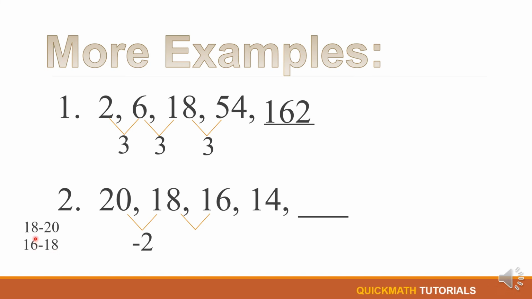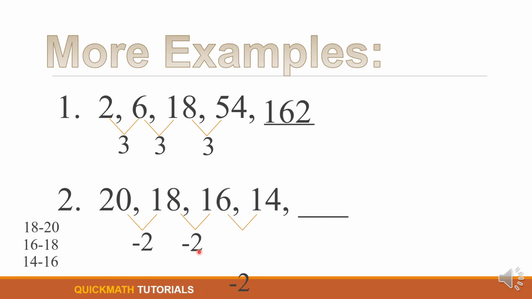Next, 16 minus 18. So same case with the first. So the answer is negative 2. And 14 minus 16 is negative 2. So therefore, the pattern is just by subtracting 2. So 20 minus 2 is 18. 18 minus 2 is 16. 16 minus 2 is 14.